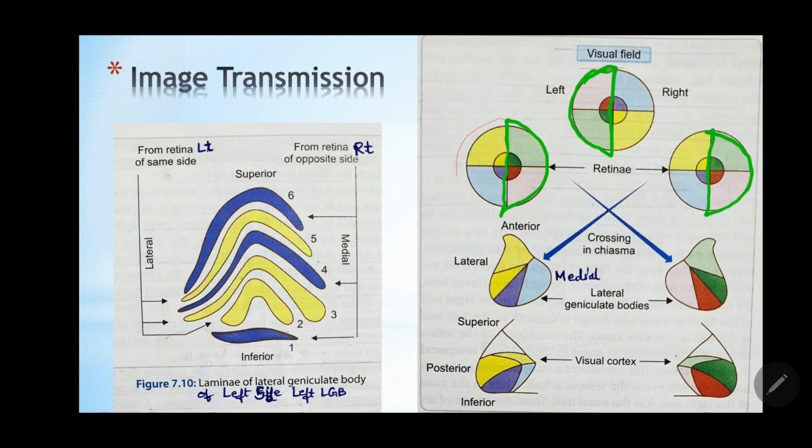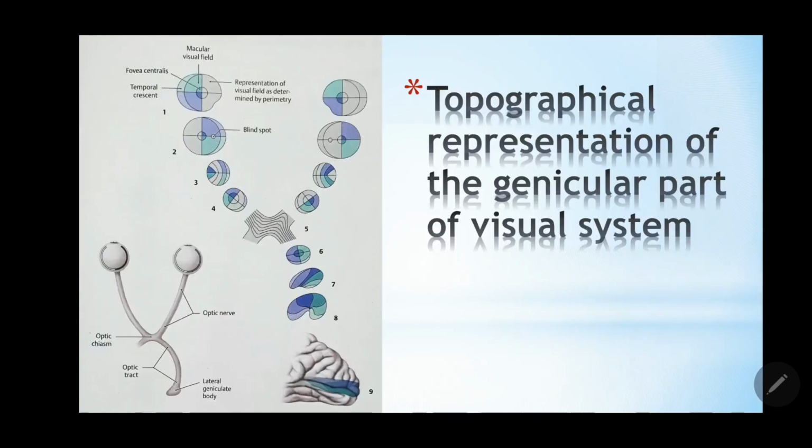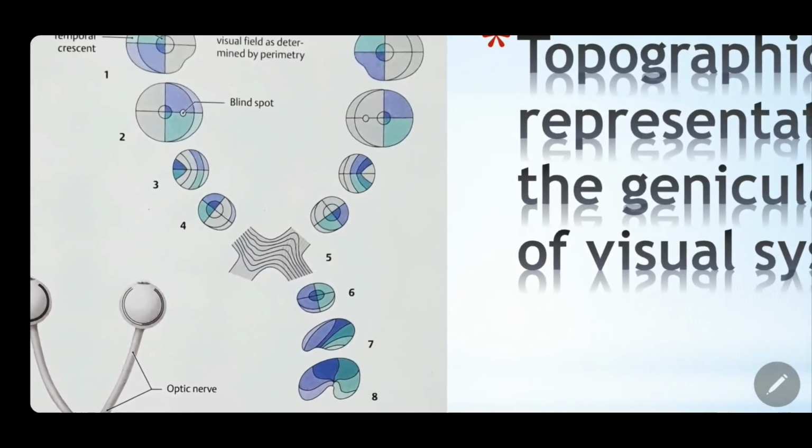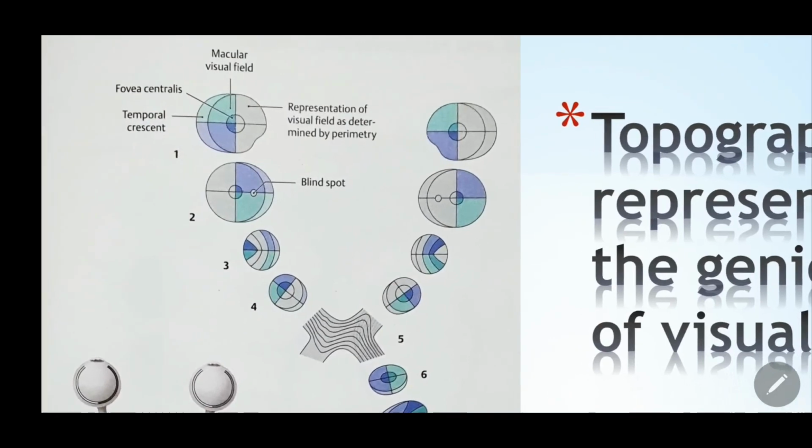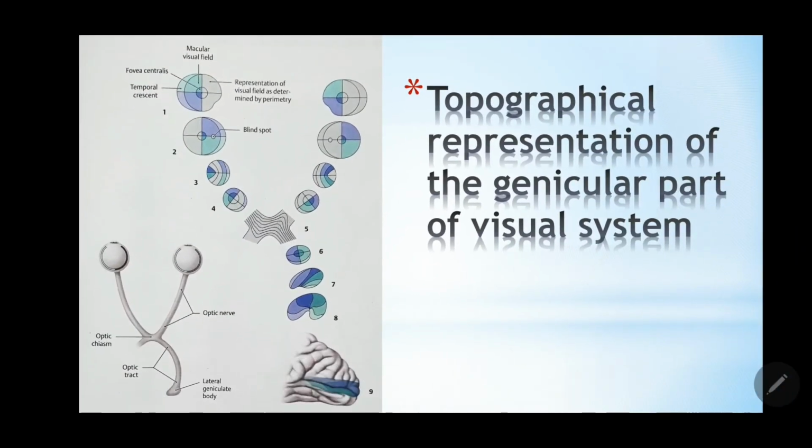Okay, so that was about the image transmission. I believe it's understood now. Now have a fast look at this topographical representation of the geniculate part of the visual system. This is just a few important things in this diagram that I have placed additionally. Can you see everything here? First let's have a superficial look.